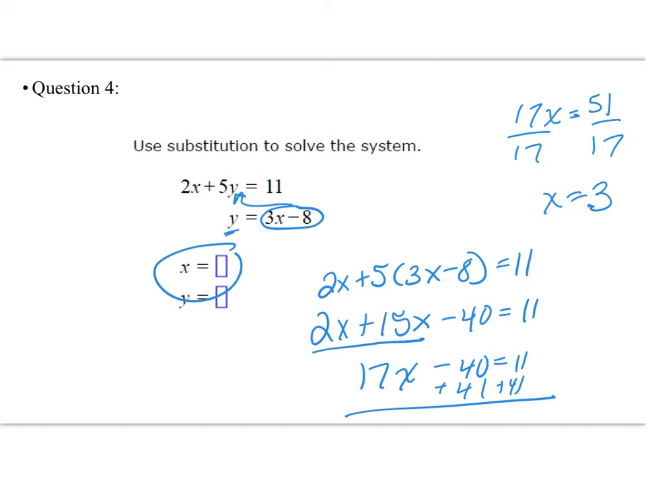Now notice that the question gives you both an x and a y value, so we have to find the y value now too. So inside here or here, doesn't matter, you're going to put an x and you're going to just solve for one of them. So let's do this one. Y is equal to 3 times 3 minus 8. 9 minus 8, 1. And that's 1.